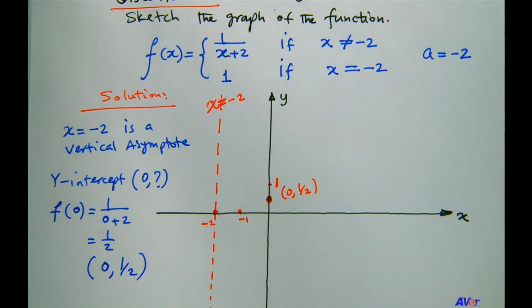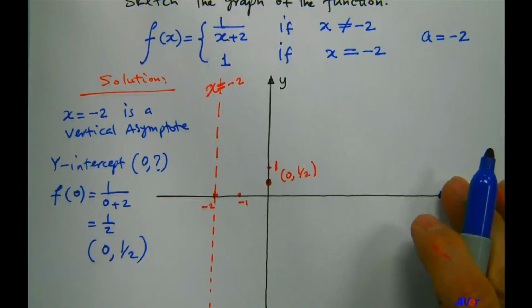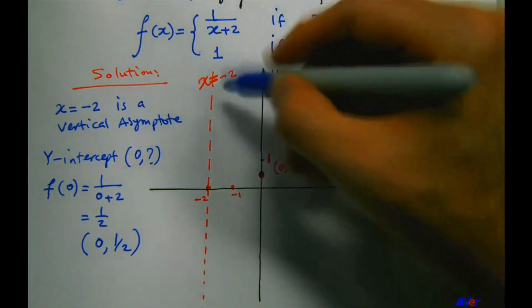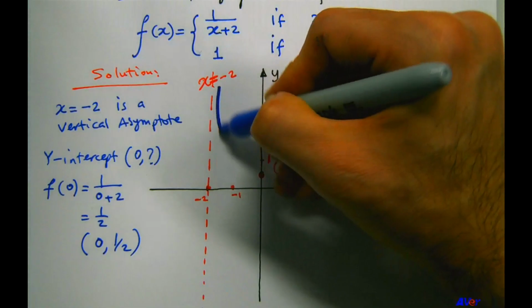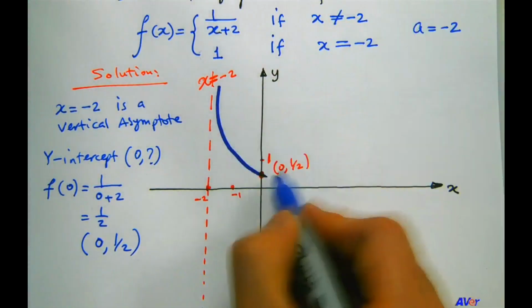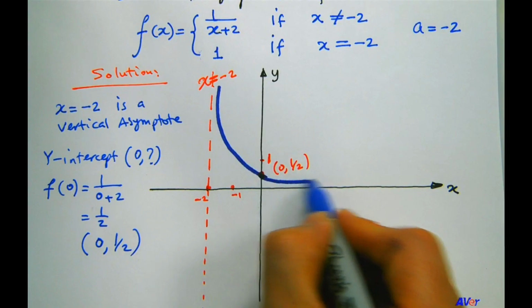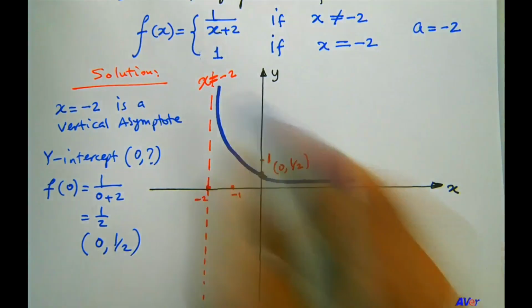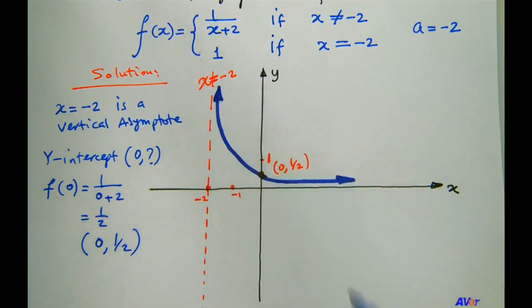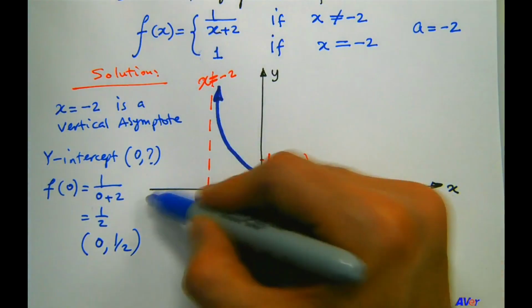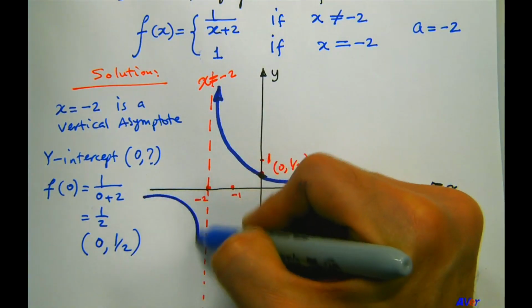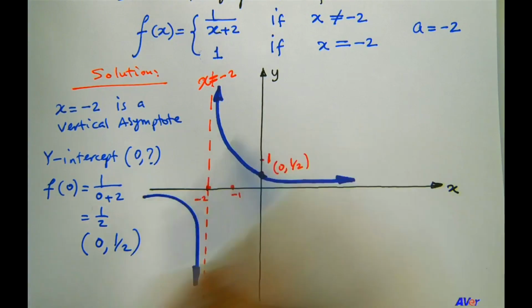Okay, so now we can draw this graph. So we would have a line coming from here, going through this point, the y-intercept, and doing like that. And also we have another piece of this graph that does like that. Okay, so that's the graph of that function.